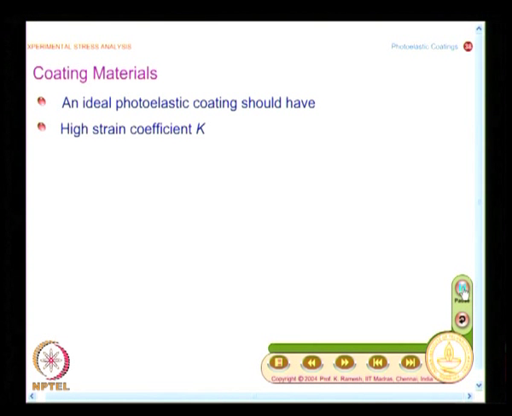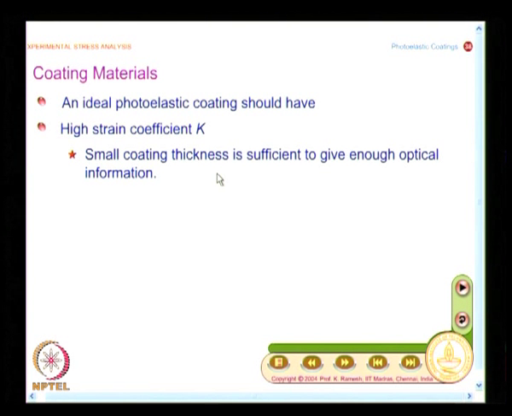And what should be the properties of an ideal photoelastic coating? Obviously, we want to have a high strain coefficient K. The reason is I need to get enough optical response, and we have also seen that if the coating is thin enough, I do not have to worry about the correction factor, which is automatically taken care of. Only when the coating thickness is considerable, then correction factors are very important.